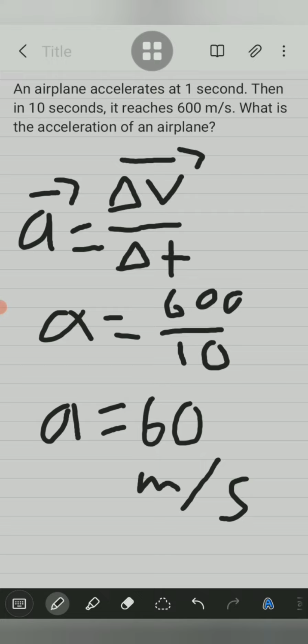So here is the answer. You notice that there is no change here, so only seconds. The answer here is 60 meters per second. So in this question, the airplane accelerates by 60 meters per second.